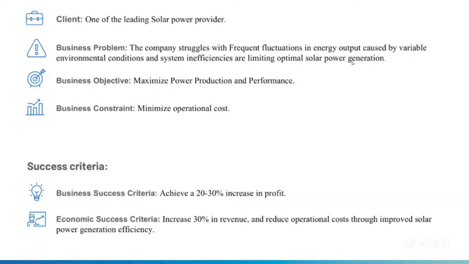Talking about the business problem, the company struggles with frequent fluctuation in energy output caused by variable environmental conditions and system inefficiencies that are limiting optimal solar power generation. What are these environmental conditions? It may happen that there is shade, or a tree nearby, or a bird dropping on the panel itself. There might be physical damage, electrical damage, or dust accumulated on the solar panel.